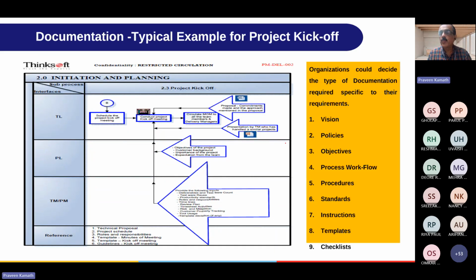The organization could decide the type of documentation required specific to their requirements. One is the vision, the policy, objective, process workflow, procedures, standards, instructions, templates, and checklists.